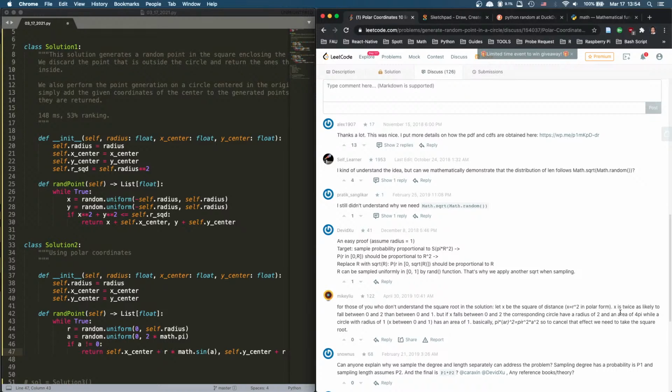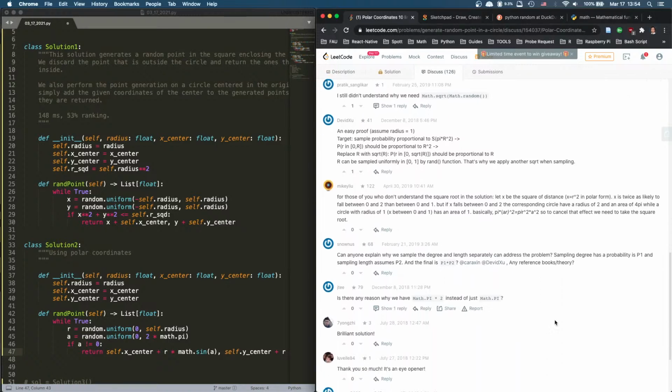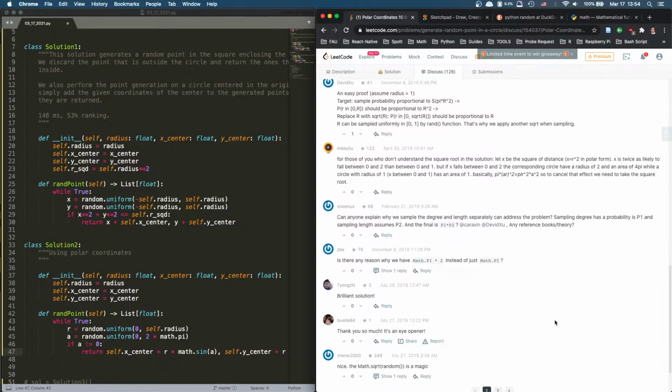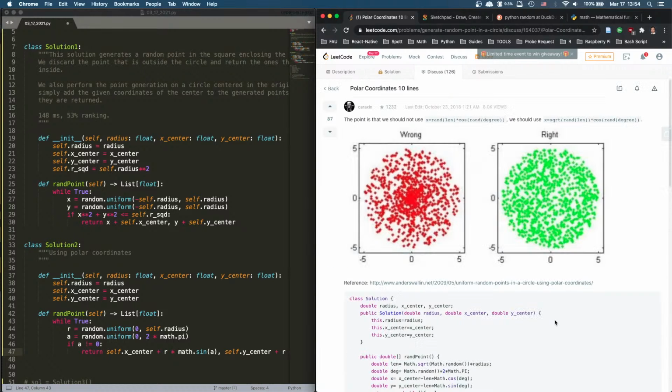Okay, x is twice as likely to fall between 0 and 2 than between 0 and 1. But if x falls between 0 and 2, the corresponding circle has radius of 2 and the area of 4 pi, while a circle with radius 1 basically has to cancel the effect. We need to take the square root. Okay, let's keep reading.